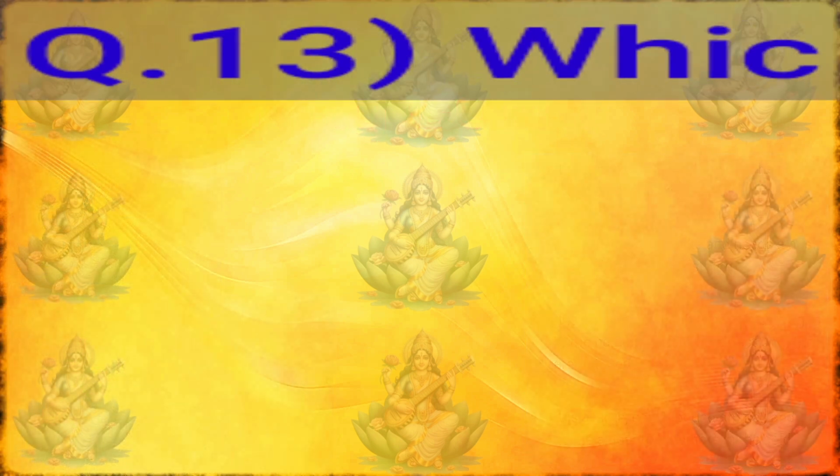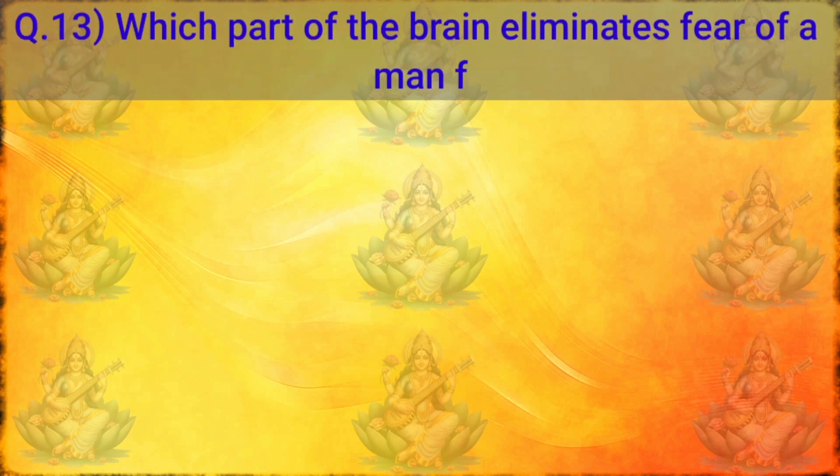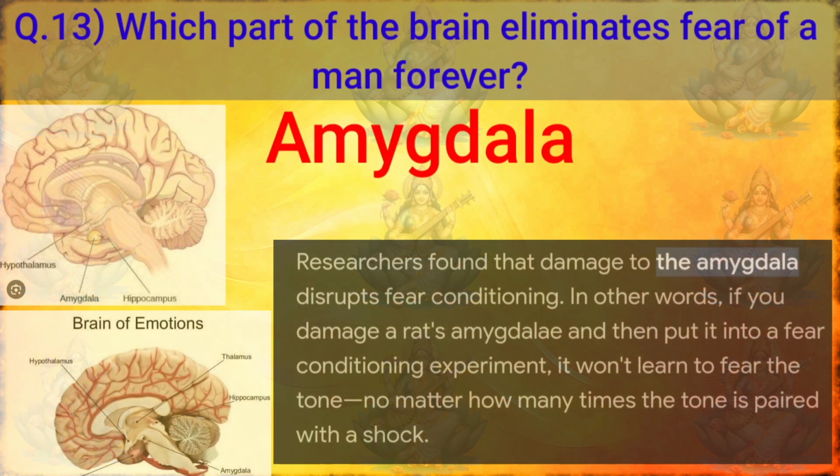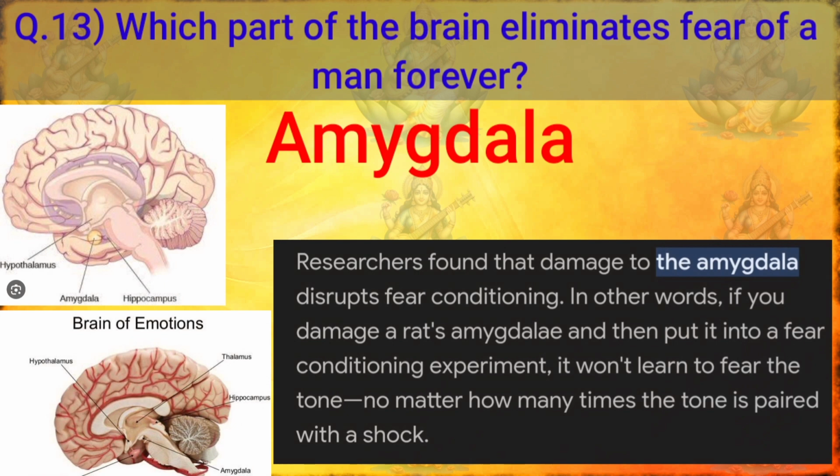The next question is, which part of the brain eliminates fear of a man forever? The answer is amygdala. Researchers found that damage to the amygdala disrupts fear conditioning. In other words, if you damage a rat's amygdala and then put it into a fear conditioning experiment, it would learn to fear the tone, no matter how many times the tone is paired with a shock.